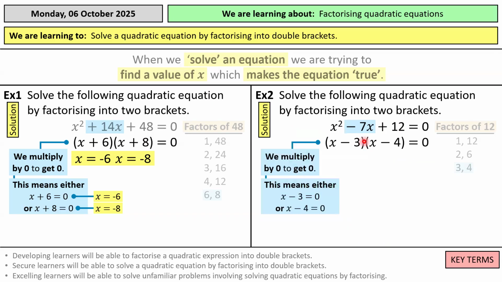After that, we will say x minus 3 equal to 0 or x minus 4 equal to 0. When x minus 3 equals 0, x is equal to 3, and x is equal to 4. Okay, these are the solutions. Hope you understood.